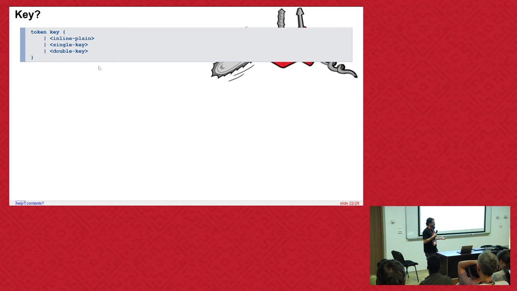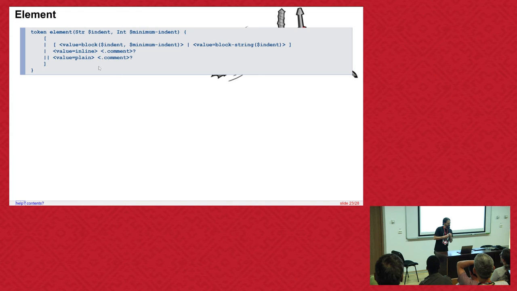And YAML being YAML, a key can be a subset of plain values, not all values that would be valid elsewhere, or a single quoted string or a double quoted string, mostly. And essentially, elements again can be a block value with a certain indent, or an inline value, or a plain value.